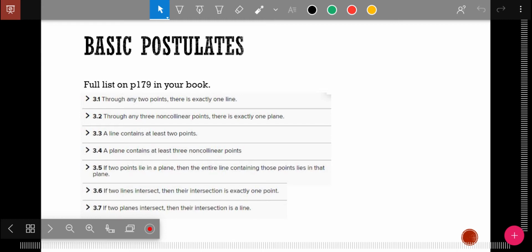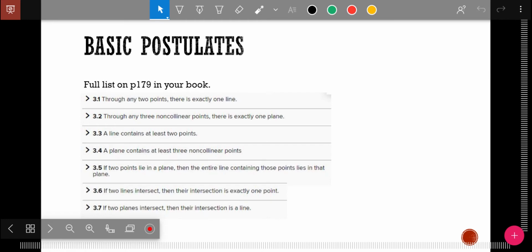Through any 2 points, there's exactly one line. We had that before. We talked about that. That's why we use 2 points when we're naming a line. Through any 3 non-collinear points, there's exactly one plane. Again, we've talked about that before. And that's what we name a plane, using at least 3 letters. A line contains at least 2 points. A plane contains at least 3 non-collinear points.